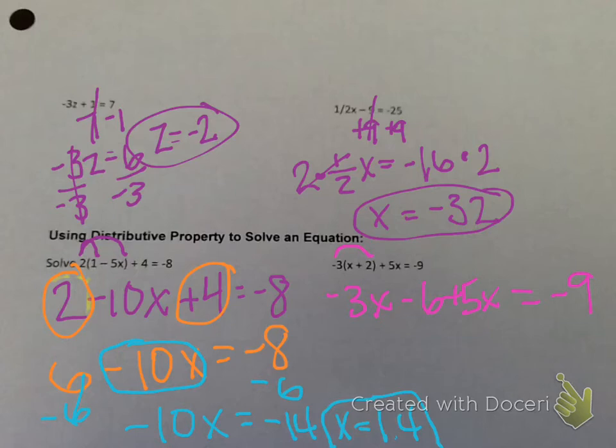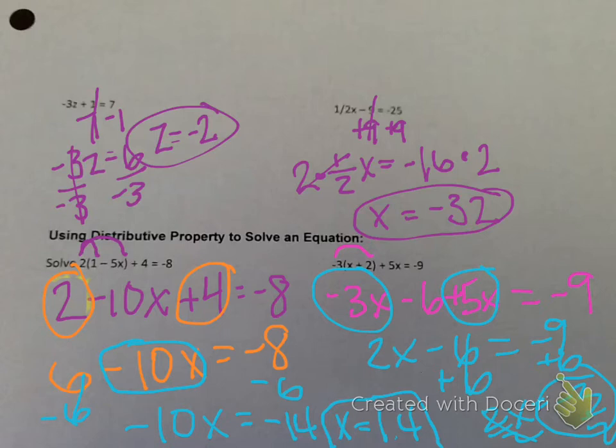So I can combine here -3x and 5x. -3x plus 5x leaves me with 2x. Minus 6 equals -9. So I add 6 to both sides. I get 2x equals -3. Divide by 2. x equals -3/2. And I can leave it just like that.